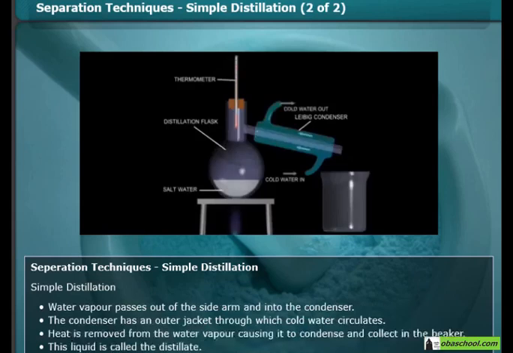Water vapour passes out of the sidearm and into the condenser. The condenser has an outer jacket through which cold water circulates. Heat is removed from the water vapour, causing it to condense and collect in the beaker. This liquid is called the distillate.